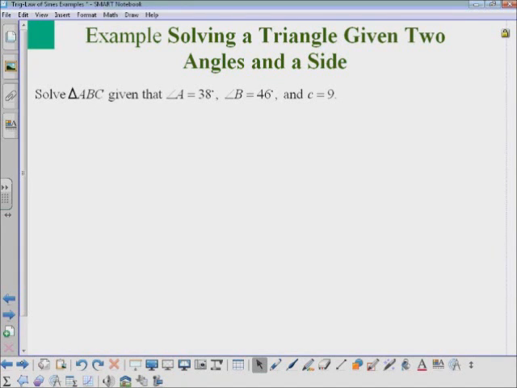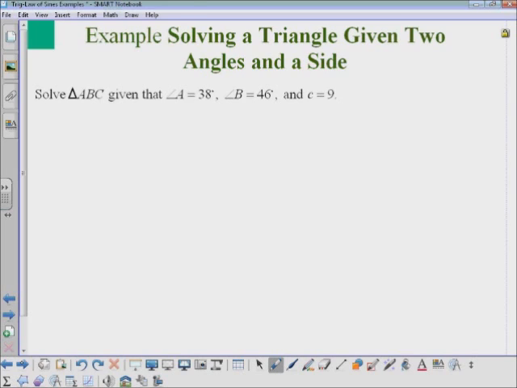Okay, so here's our first example. Now, I kept stressing the letters and the labeling because it will save a lot of worksheet space and test space if we don't have to draw the picture every time for you. So most of your questions will be like this, a simple statement. Solve triangle ABC, given that angle A equals 38 degrees, angle B equals 46, and C equals 9.